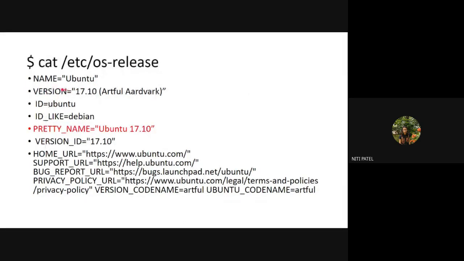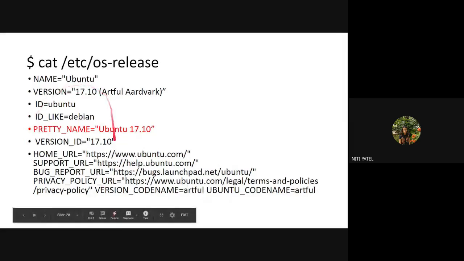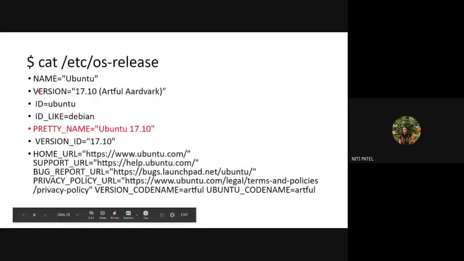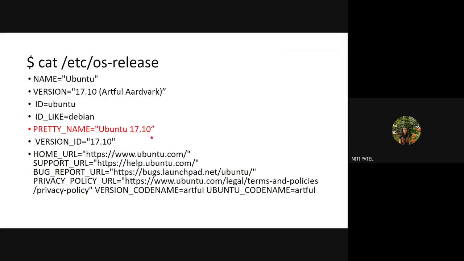I will get the name as Ubuntu, version as 17, ID as so and so, then it is like Debian, and the pretty name is Ubuntu 17.10. I will get all this information, out of which I just want to check the version number: VERSION=17.10 or PRETTY_NAME Ubuntu 17.10. By executing this command, cat /etc/os-release, I get to know I have installed Ubuntu version 17 inside my system. So this is a command used to know which version of the Linux operating system is installed inside the computer.